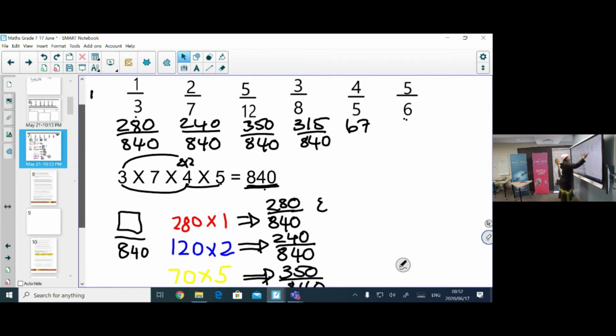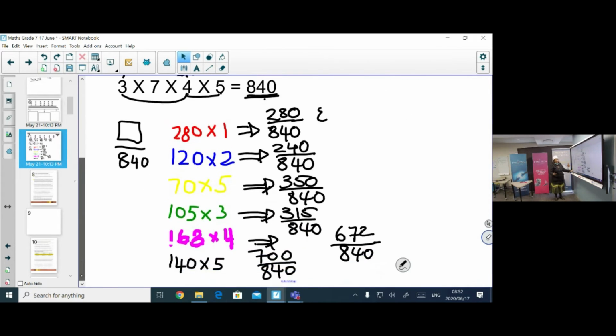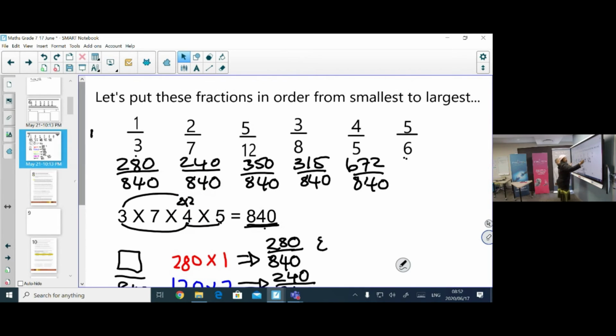672 over 840, and the last one, which is 700 over 840. Now, when you see these fractions, these are equivalent fractions to the ones above. But the reason why we are doing this is because we want them to be under the same number so that now we can tell which one is the smallest. We just forget about the bottom number. We're now focusing on the top, which one will be our number 1, which one will be our number 2.